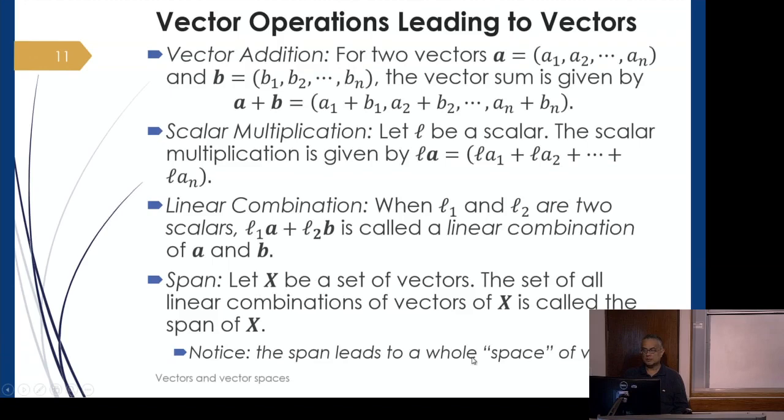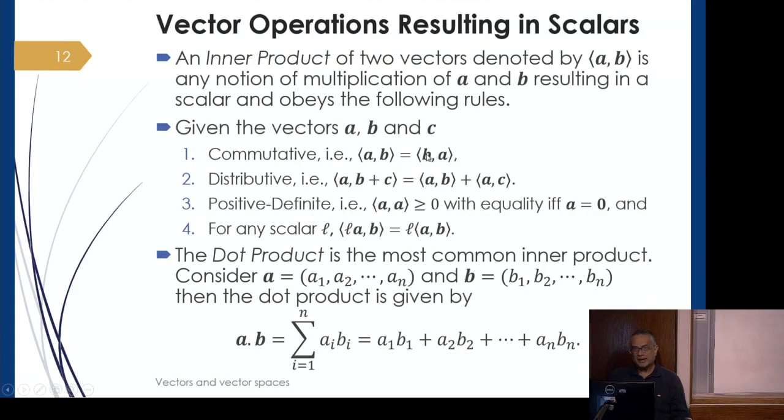Now, a few more vector manipulations. An inner product of two vectors, usually written as the inner product of A and B with angle brackets around it, is a very general definition. It's any type of what you would intuitively think of as multiplication of A and B, which follows some properties. And we'll just remind ourselves what those properties are.